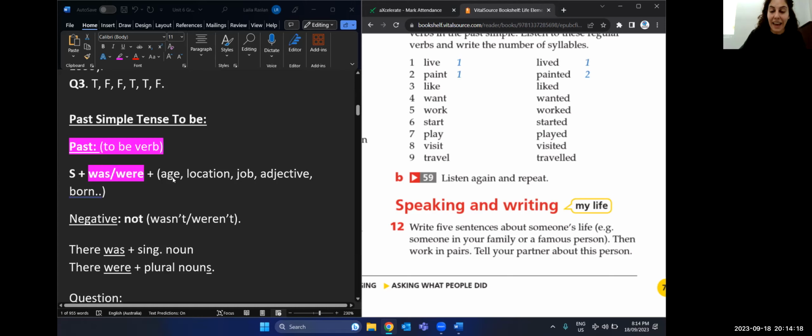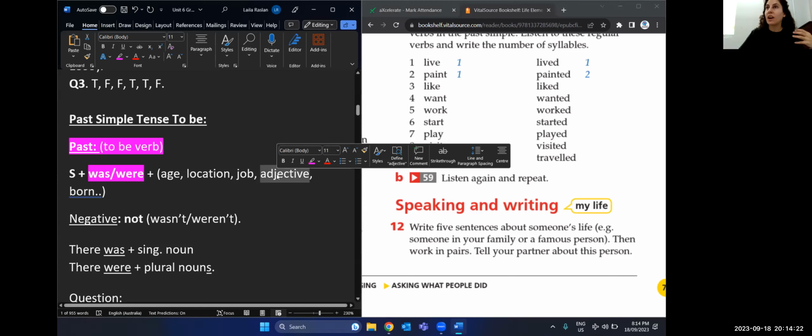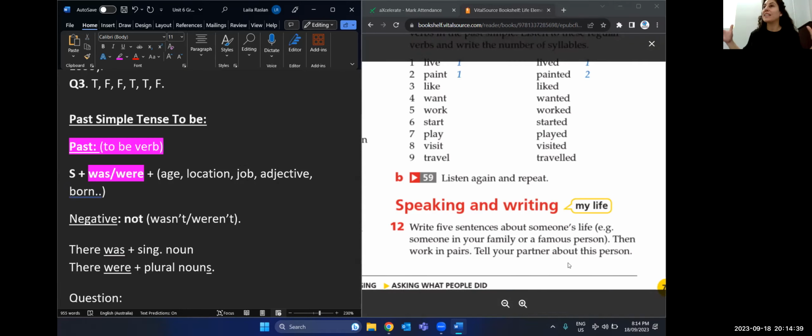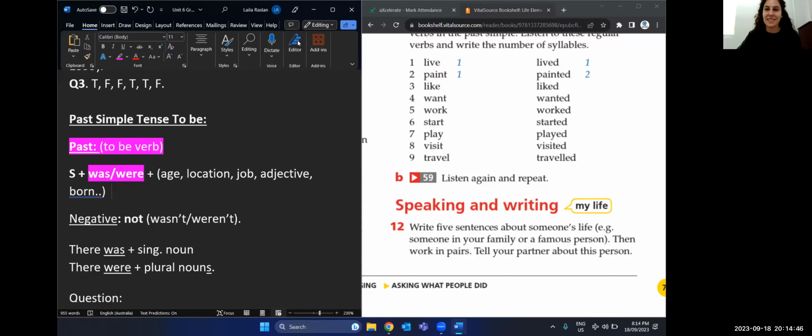We use was or were to talk about the age, their location, their job, adjectives. You can describe them, what they were like. They were quite smart. They were very intelligent. They were amazing. They were really passionate about something. They were the world's best soccer player, whatever. When they were born. So you can give us lots of information about someone's life, but you're doing it in a group and you're going to come up and present. So I'll put you into groups and we'll watch the presentations after.